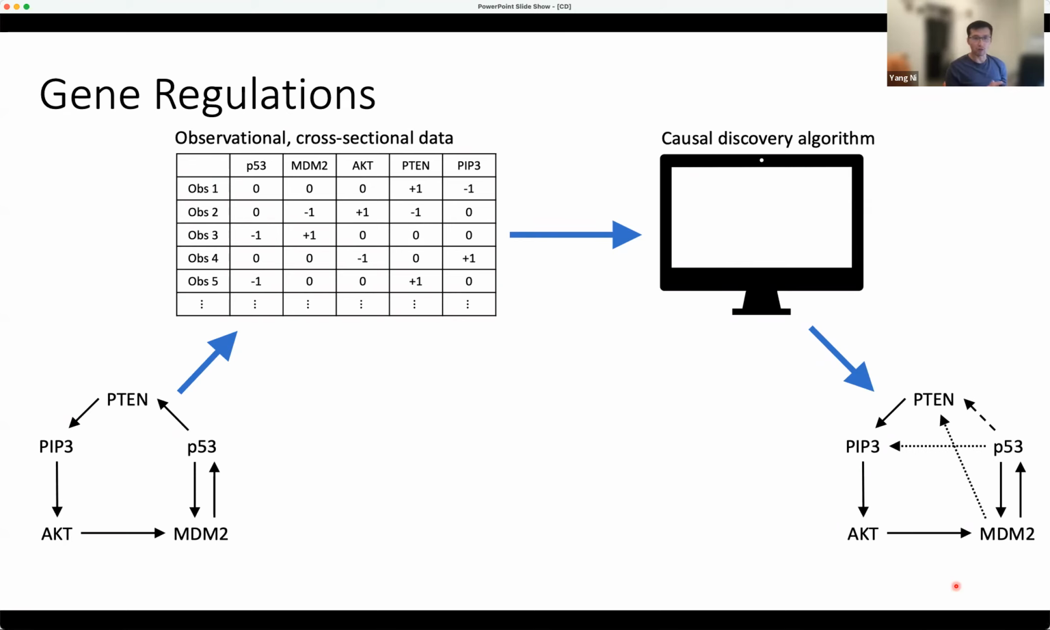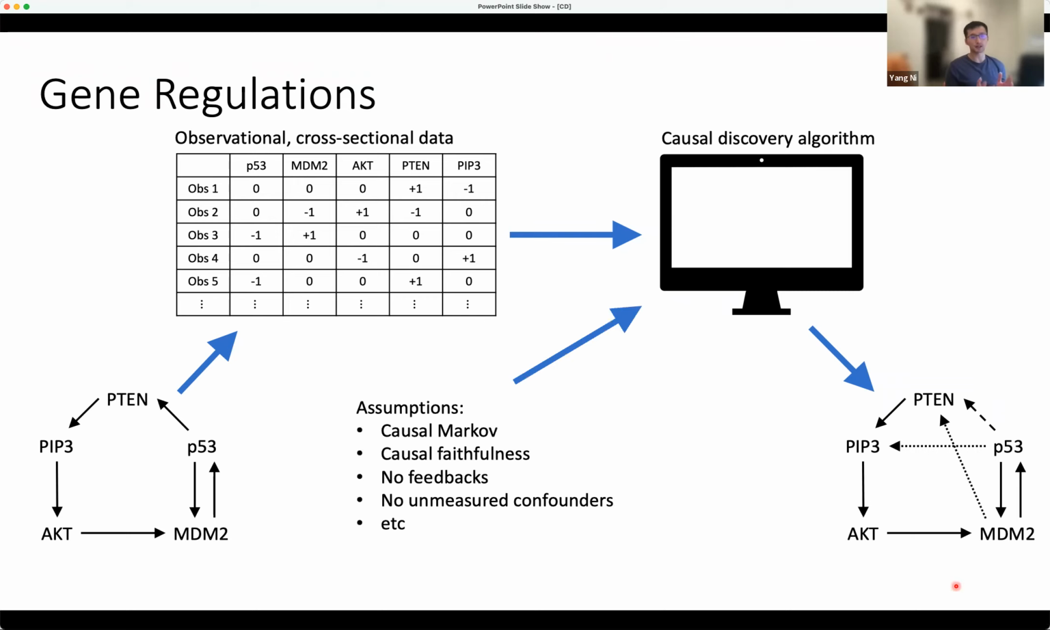How can you arrive at something that is causal, right? To be able to do that, we have to make causal assumptions. So that's inevitable with observational data. Some assumptions may even be hard to verify in practice, for example, the no unmeasured confounder assumption.